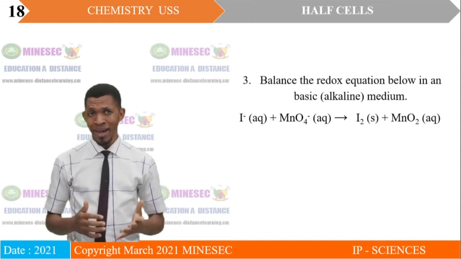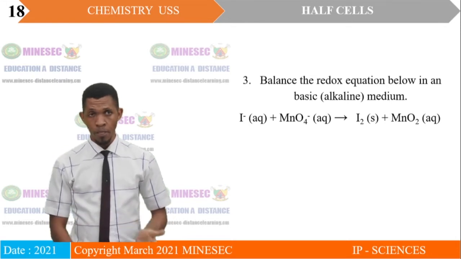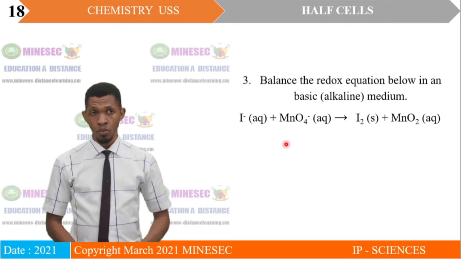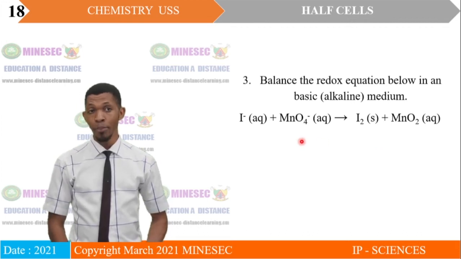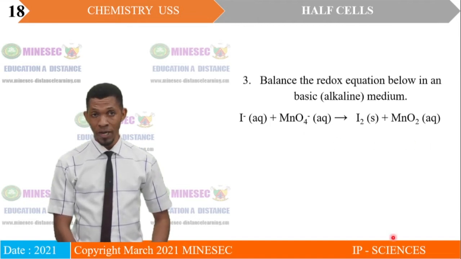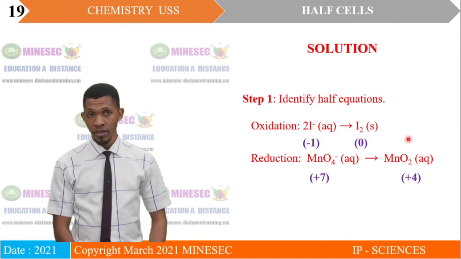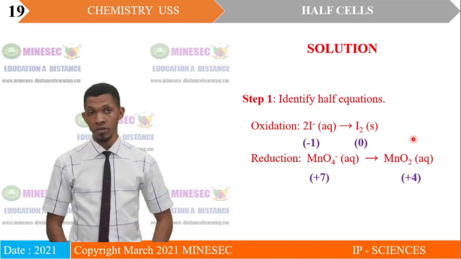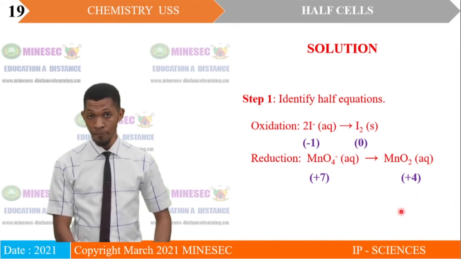Question 3, balance the redox equation below in a basic medium. Looking at the redox equation, we discover that the oxidation number of iodine changes from negative 1 in iodide to 0 in iodine. And the oxidation number of manganese changes from plus 7 in the permanganate ion to plus 4 in manganese 4 oxide. Therefore, the oxidation half equation will be 2 iodide giving iodine. And the reduction half equation will be permanganate giving manganese 4 oxide.